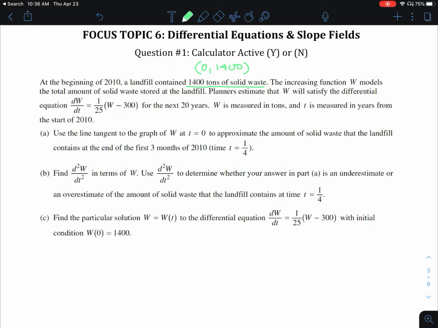The increasing function W models the total amount of solid waste stored at the landfill. Planners estimate that W will satisfy the differential equation dW/dt equals 1/25 (W minus 300) for the next 20 years. When I see these problems, I immediately look at my variables. I have a y value over here, and there's no x value in this equation. So when you are asked to start substituting in, remember that there's no place for t.